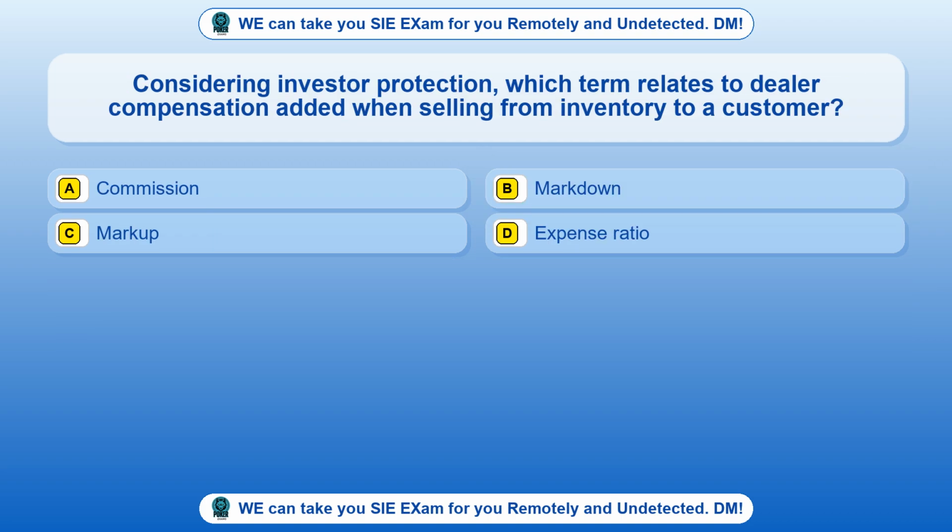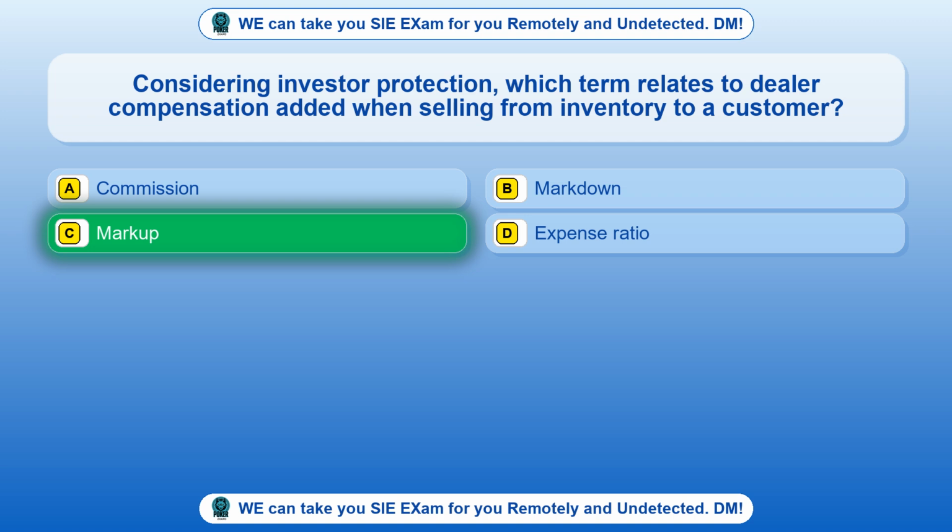Question 63. Considering investor protection, which term relates to dealer compensation added when selling from inventory to a customer? Option A, commission. Option B, markdown. Option C, markup. Option D, expense ratio. The correct answer is option C, markup.